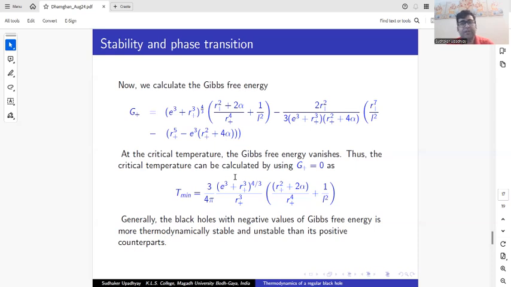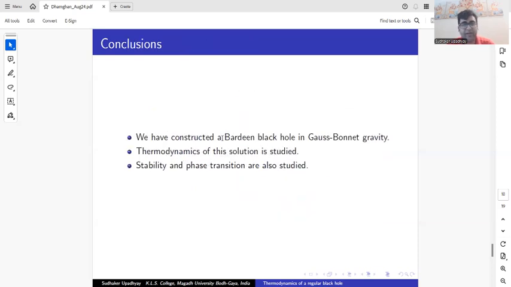So this is the finding. I do not have much time, so I'll stop here by concluding that we have studied the Bardeen black hole in Gauss-Bonnet gravity, characterized by nonlinear electrodynamics, and we have calculated the thermodynamics. We find that a regular black hole does not follow the standard first law of thermodynamics; rather, it follows a modified first law of thermodynamics. And we have studied the stability, and we find that there exists a double phase transition.